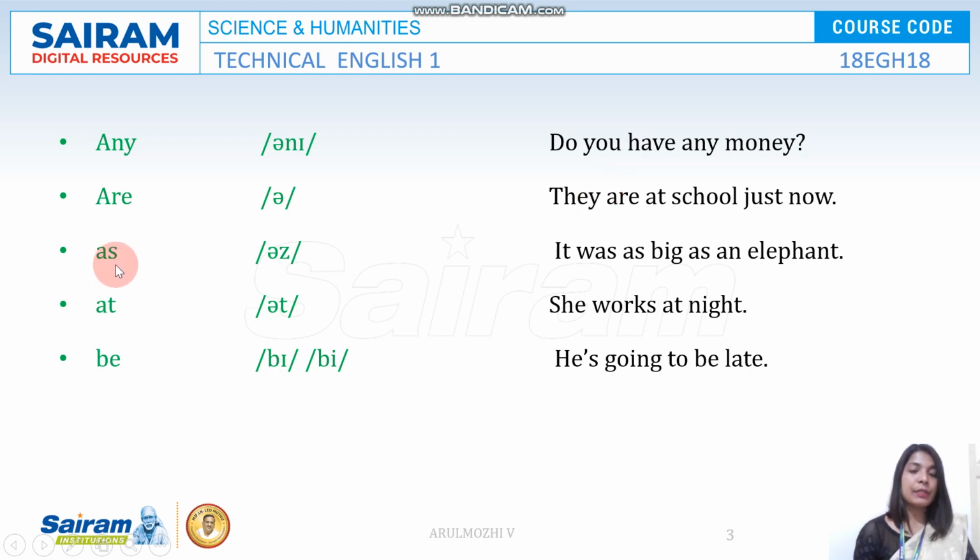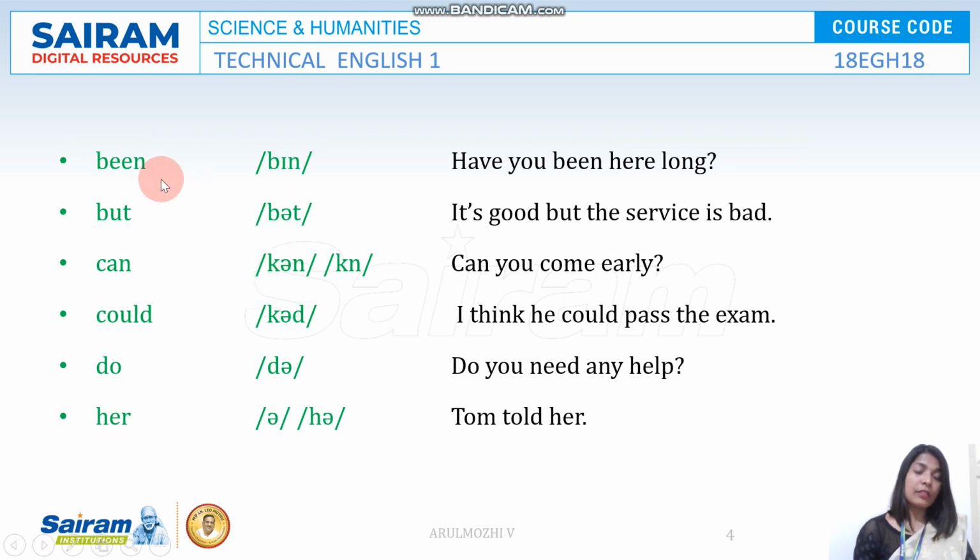Next one, as becomes as. It was as good as an elephant, or it was as big as an elephant. At becomes at. She works at night. Be becomes be. He is going to be late. Be late. Next one. Been becomes been. Have you been here long? Or have you been here before?